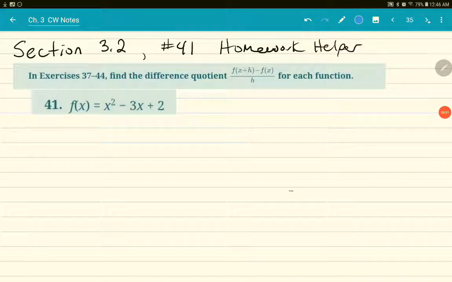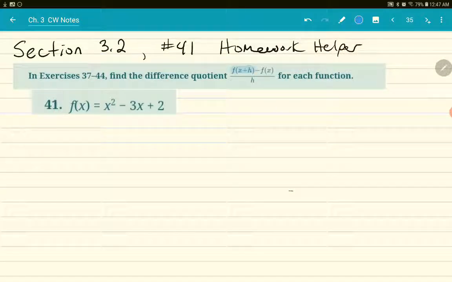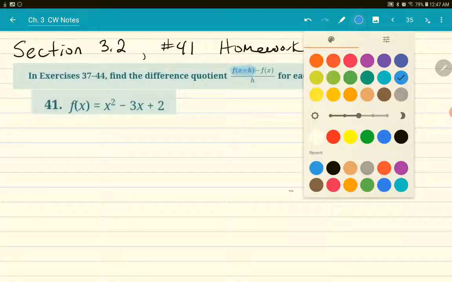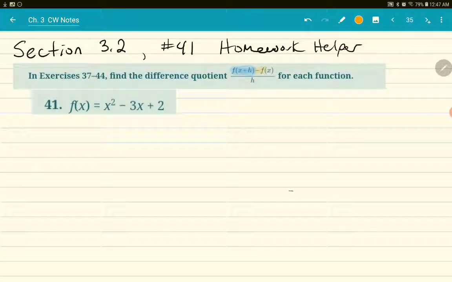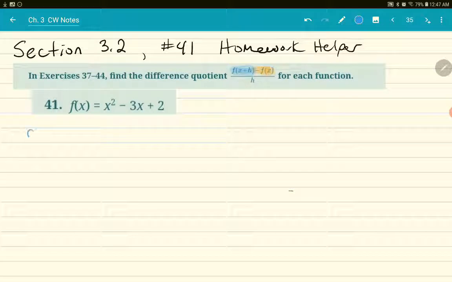All right, in number 41 from section 3.2, we're looking for the difference quotient using this function. So with difference quotients, I'd like to split it up and find this first part first, and then the second part of the numerator, and then put them together before I put it over h. So I'm going to do f of x plus h first.